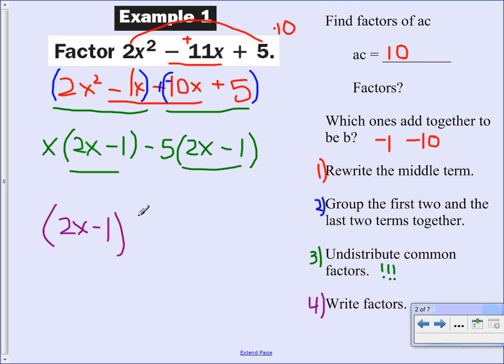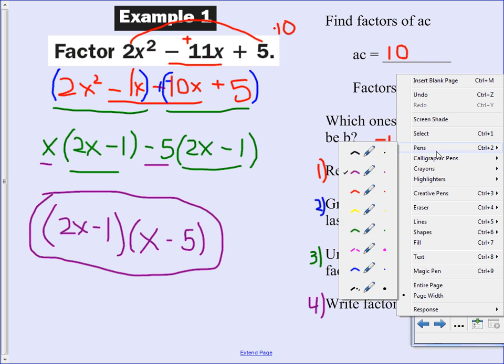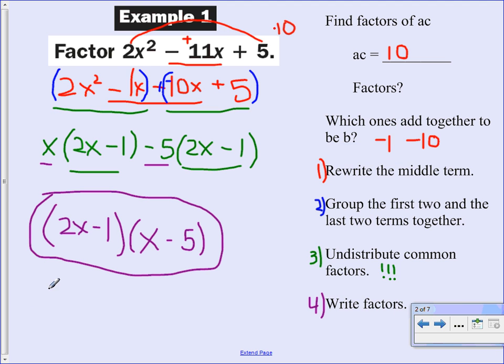So here's your 2x minus 1. Well, look at what's left after 2x minus 1. You're left with the binomial x minus 5. That is your final answer. x minus 5 times 2x minus 1. That is your answer. What's really cool is if you go to multiply this back out, you actually get the exact same expression you started with.